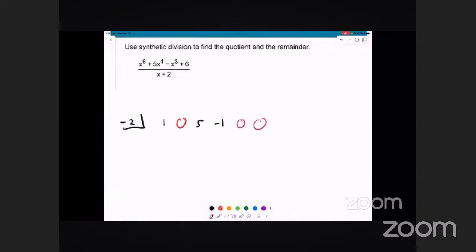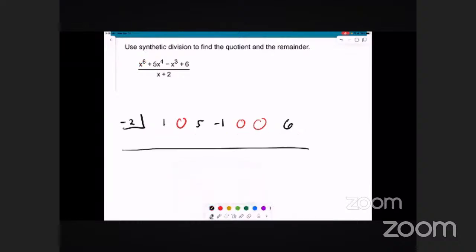Notice that our highest power is the 6. That means we should have 7 coefficients, right? It's always like n plus 1, right? Okay, so we're in the clear now. So now we can use synthetic division to do this guy.